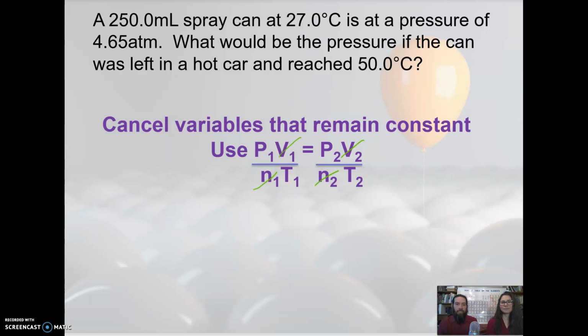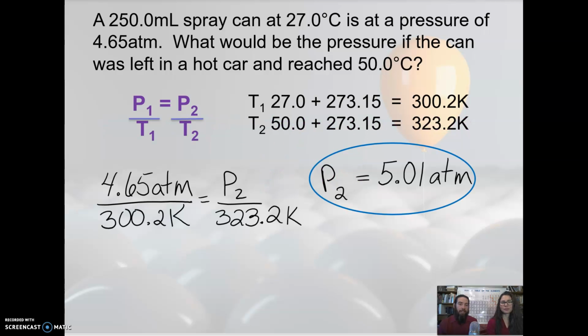Now, what about the volume? Did that change? It did not. So we can just take the volume out, or I could leave it in. It wouldn't affect anything because it's the same on both sides of the equation. So I can really simplify this just by going P1 over T1 equal to P2 over T2.